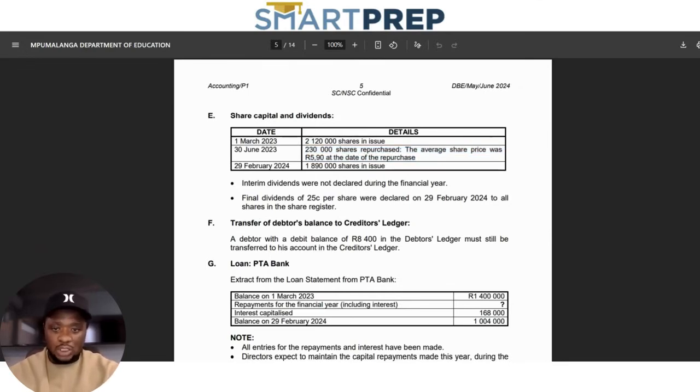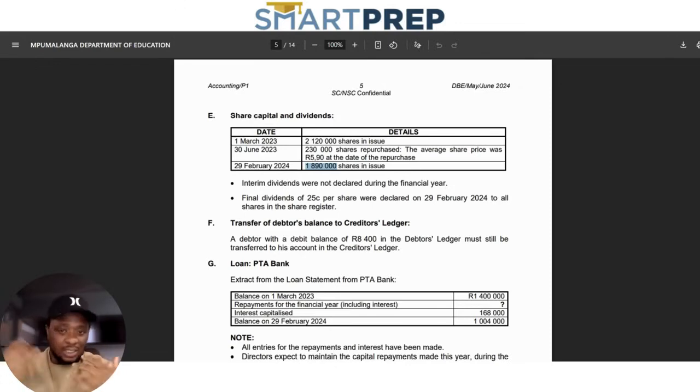On 1 March, we had 2,120,000 shares in issue, but at the end of the year, we have 1,890,000 shares in issue. Okay, so these shares are in issue, but let's look at the transaction that happened before that. On the 30th of June, there were 230,000 shares that were repurchased, and the average issue price of the shares on the date was R5.90. And there hasn't been a transaction since that, so there were no additional shares issued.